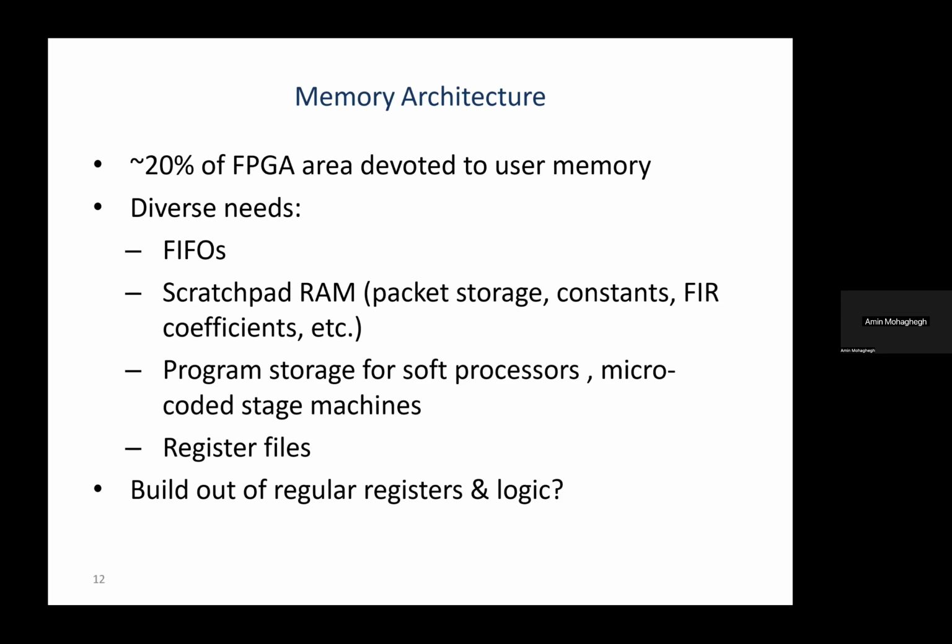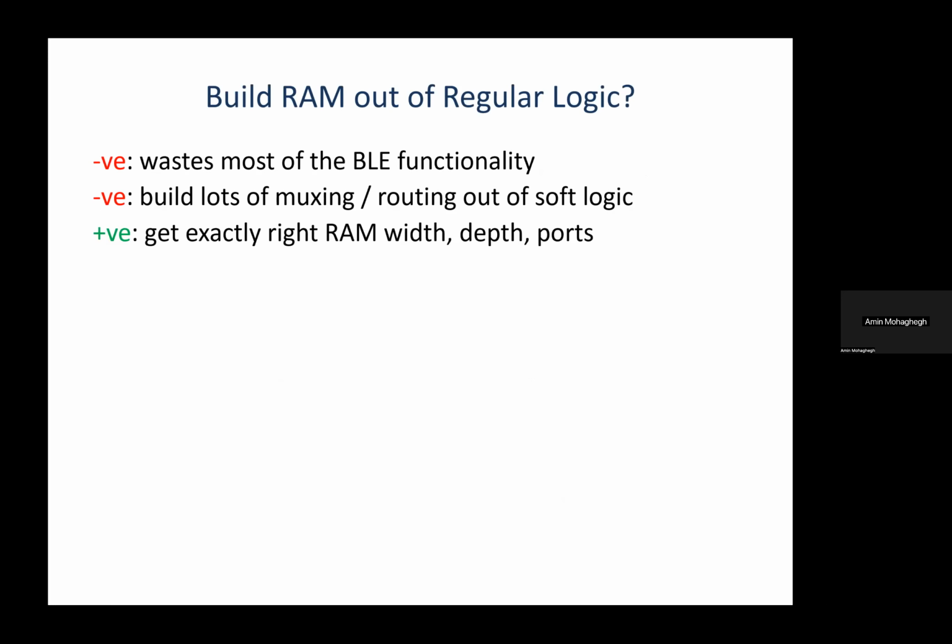Okay, so before we build anything hard on an FPGA, like RAM blocks, we should ask, well, do we need them, right? We want this chip to be as flexible as possible. It's most flexible if it doesn't have too many hard blocks. So maybe we're done. We already have registers and logic, and we can build RAM out of that. So let's see how efficient that is.